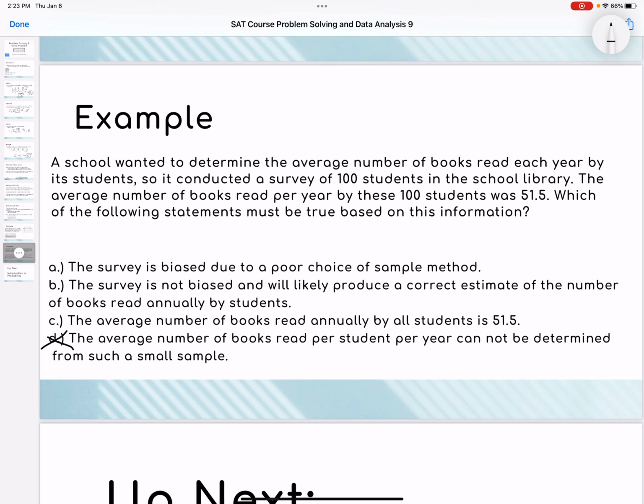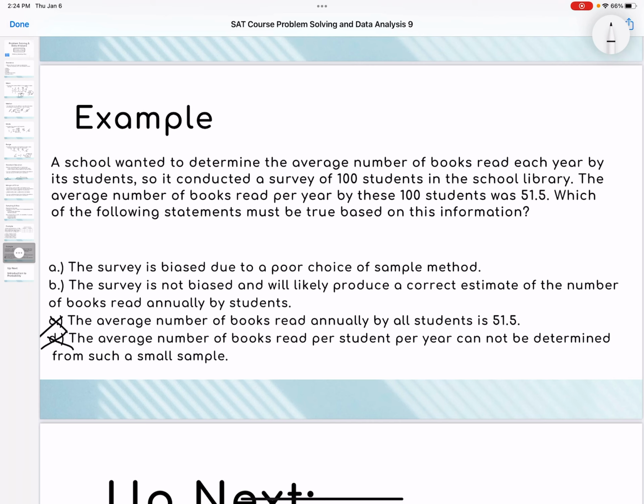The average number of books read annually by all students is 51.5, meaning the average for the entire school, basically, all the students combined only read 51.5 books. Probably not, right? They probably read a lot more than that, considering the books per year per student for those 100 students was 51.5, so probably not. The survey is not biased and will likely produce a correct estimate of the number of books read annually by students. And here's where we get down to A and B, probably not B, right?